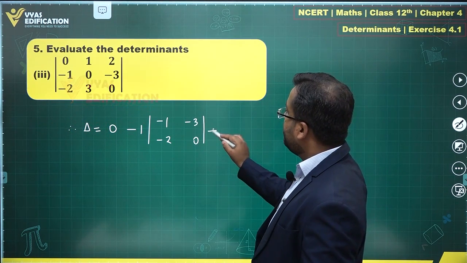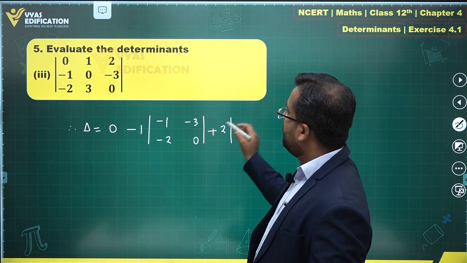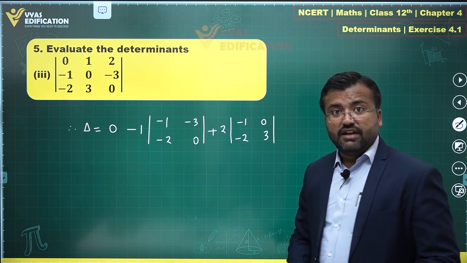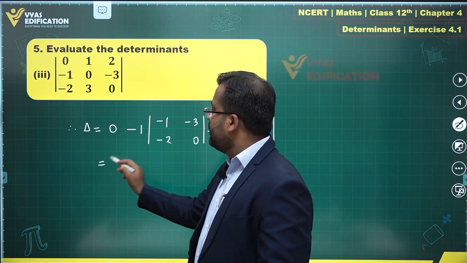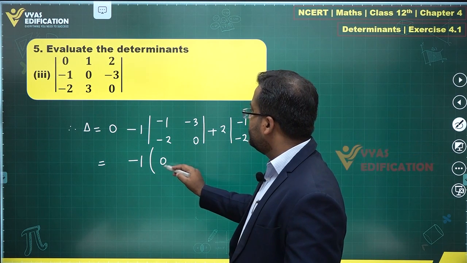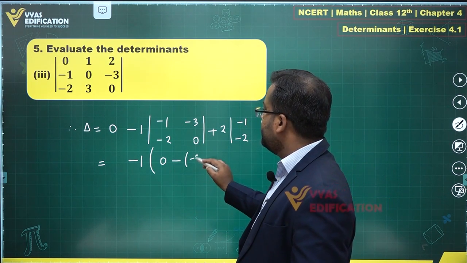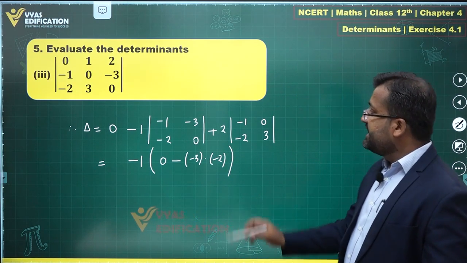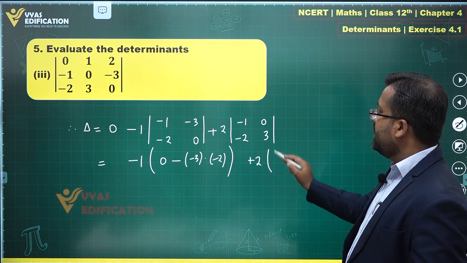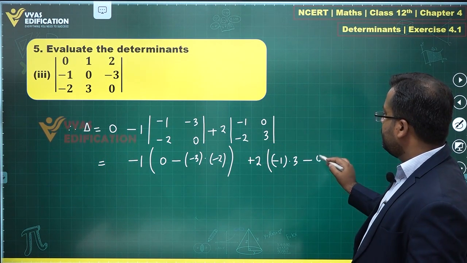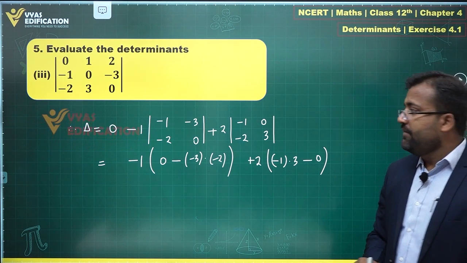What else? Then you have a plus 2 times determinant of minus 1, 0, minus 2, 3. This is what you have, right? Is that okay? Yes. This is 0, which is okay. Minus 1 times what you have is minus 1 times 0 is 0, minus of minus 3 times minus 2 is what I get over here, right? Next term will be plus 2, which is okay, minus 1 times 3 and minus 0 times minus 2 is 0. Let's write it 0 only.